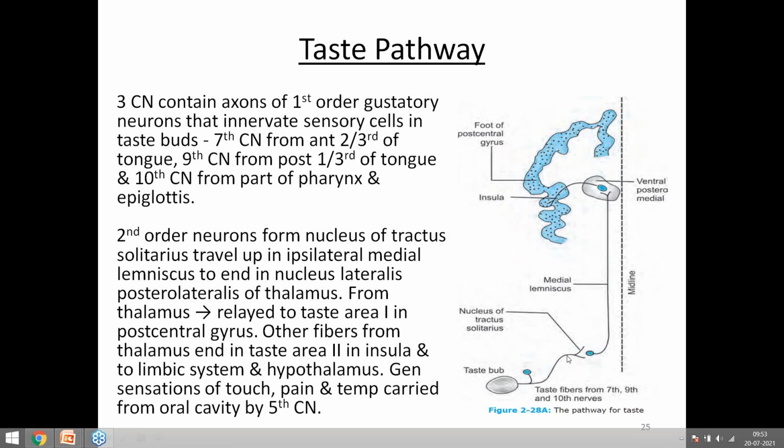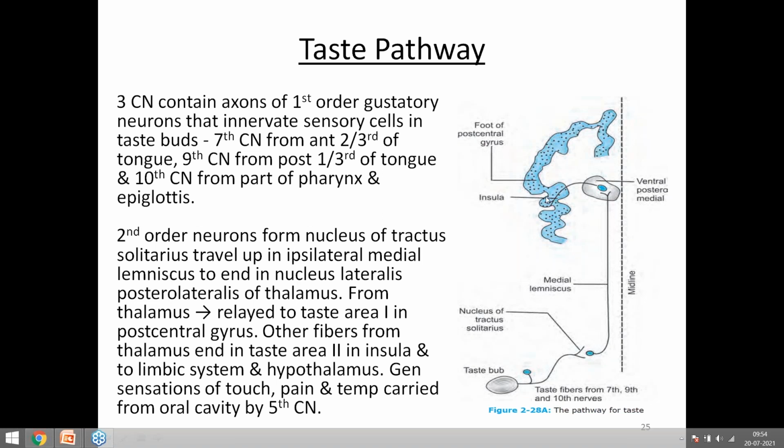Then the second order of neurons, they form nucleus of tractus solitarius. See, this is the nucleus of tractus solitarius, which travels up in ipsilateral midline, medial, and travel up in medial lemniscus to end in nucleus lateralis, posterolateralis of thalamus. Here. Then from thalamus, they are relayed to the taste area 1 in post-central gyrus, and other fibers from the thalamus end in taste area 2.